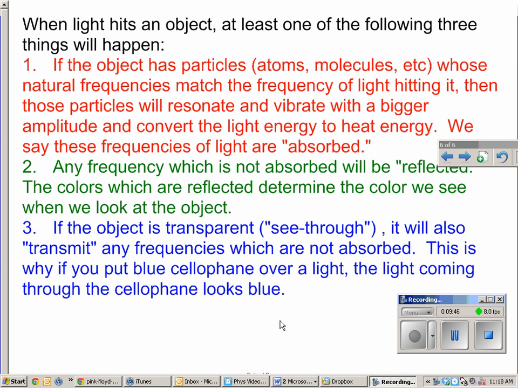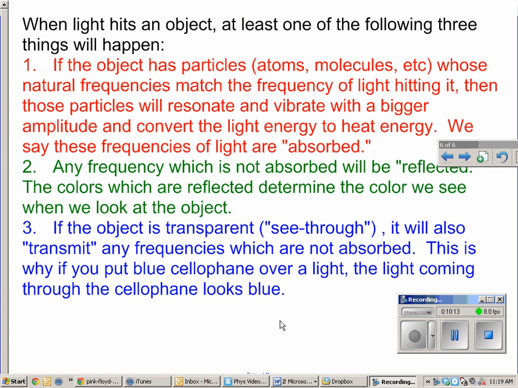All right, so when light hits an object, at least one of the following three things is going to happen. So number one, if the object has particles, like atoms or molecules, whose natural frequencies match the frequency of the light hitting it, then the particles are going to resonate. We learned about that last chapter. That causes the particles to vibrate with a bigger amplitude, which creates heat energy. It takes the light energy that's hitting the object and converts it to heat.